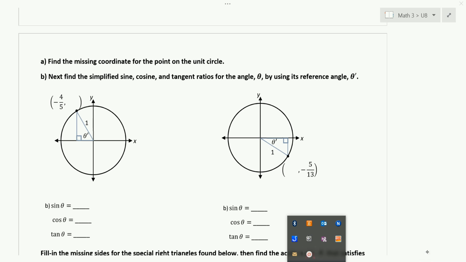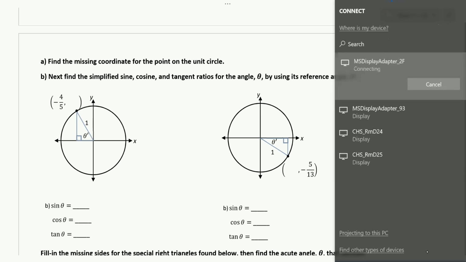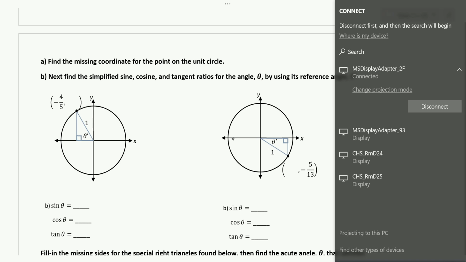Hold on a second. Connection issues. Yeah, there we go. Okay.